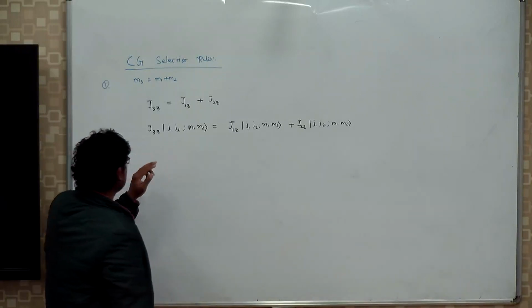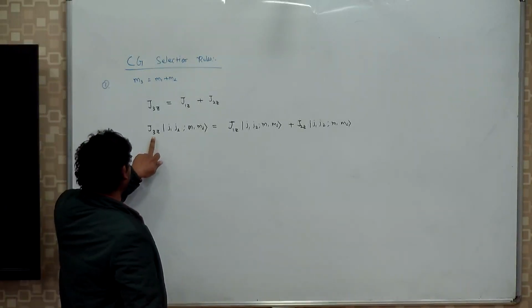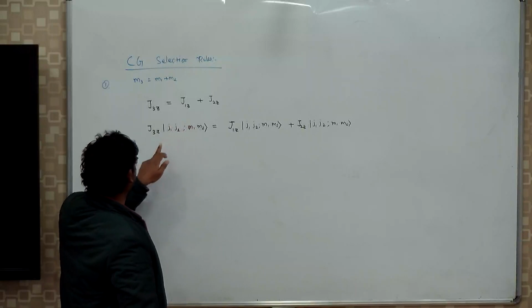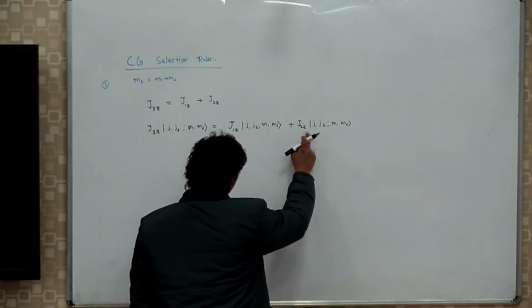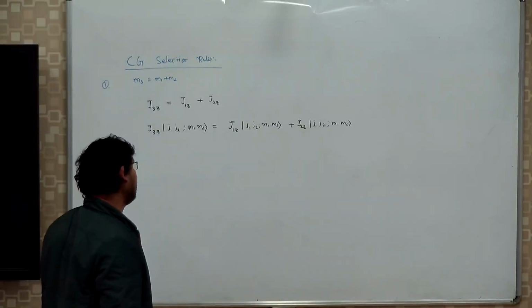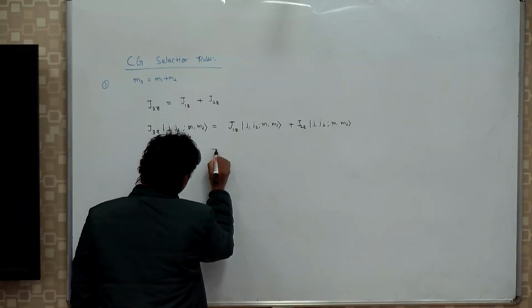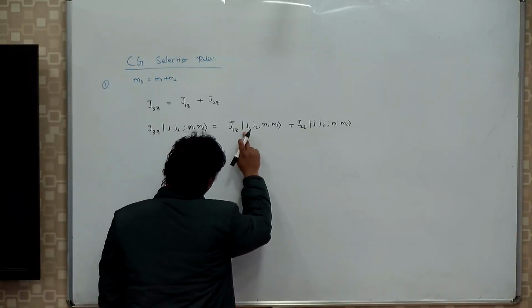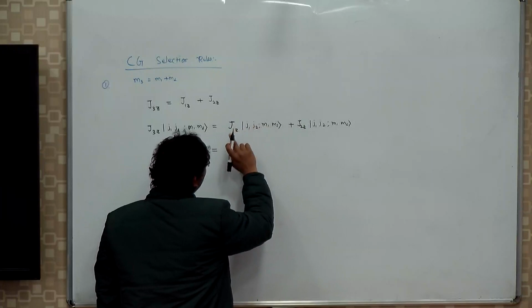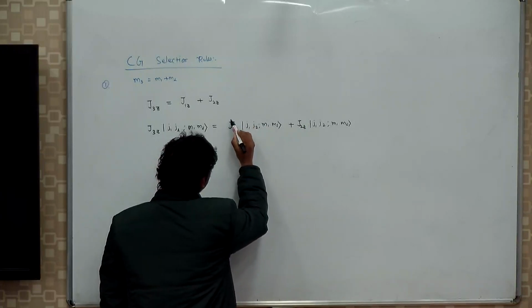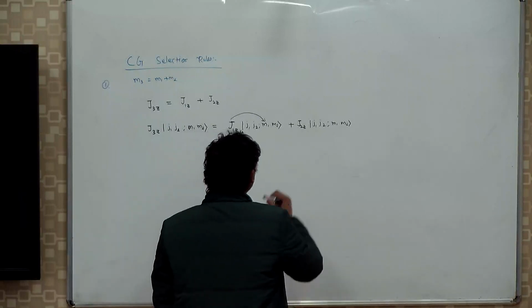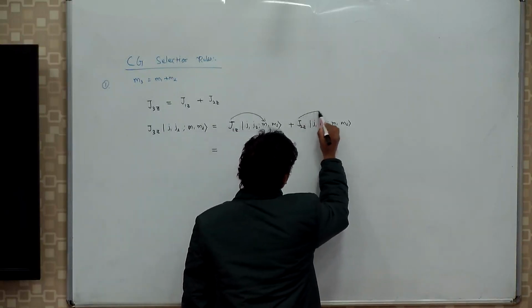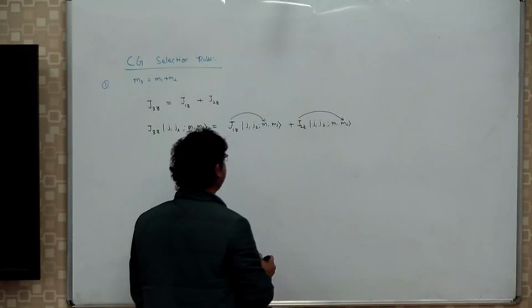Keep it this one, because J3Z does not play any role on this state. J3Z is the coupled basis operator, but J1Z and J2Z are the uncoupled basis operators. So what is the result if J1Z acts on this uncoupled basis? What will be the result? This will always act on the magnetic quantum number M1, and J2Z will act on the magnetic quantum number M2.